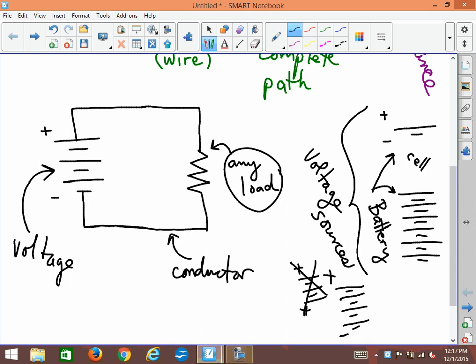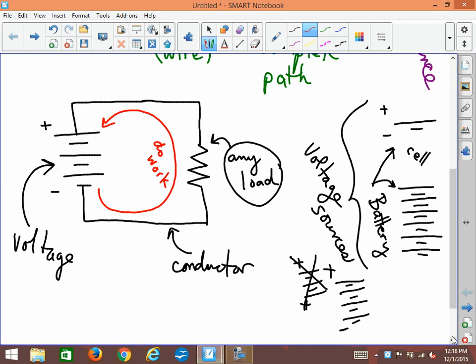And of course, what would happen then is electrons would flow from the negative side around through the circuit. They would go through the load, and they would come through here. As they go through the load, that's when they do work. They make something happen, and that's the whole point of the circuit, right?